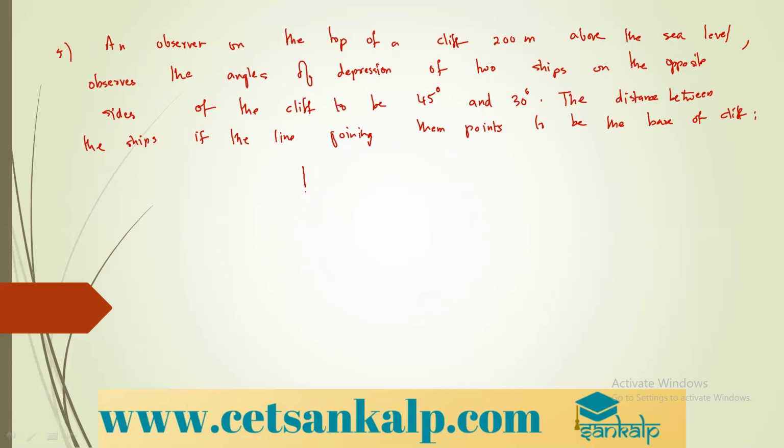So suppose this is the top of the cliff. This is the height of the cliff. The height of the cliff is 200 meters above sea level.